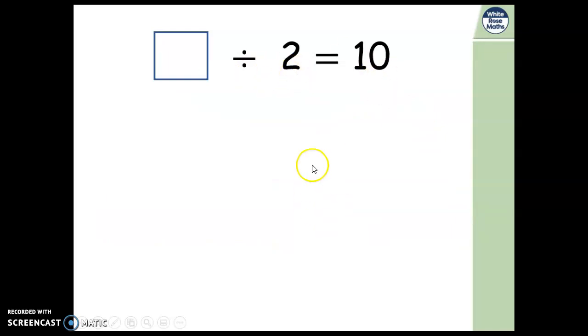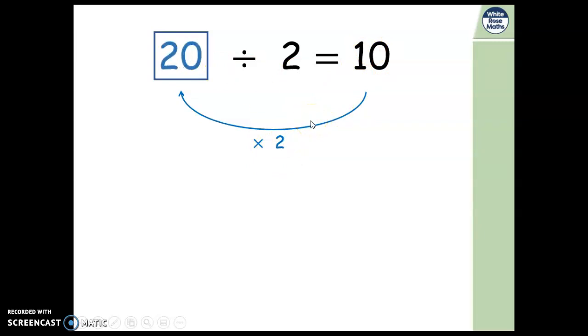Something divided by 2 equals 10. Because we're dividing by 2, this number actually is 2 times bigger. So 10 times 2, or 2 times 10, is 20.